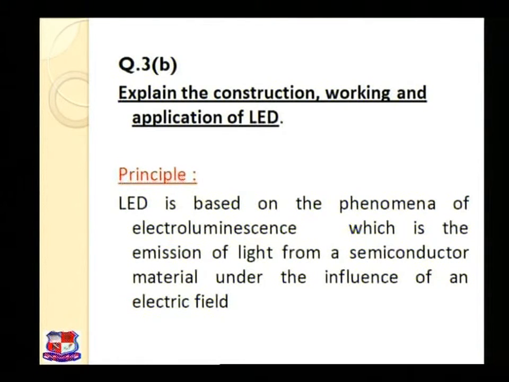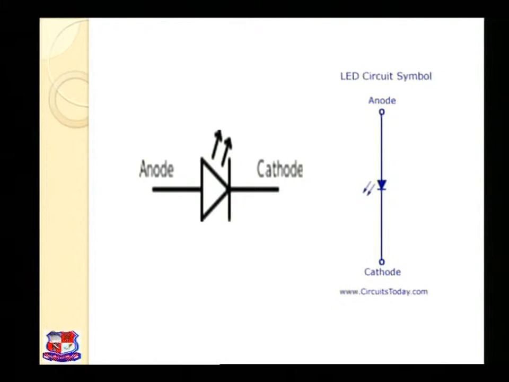Now let us go to construction. This is the symbol of LED. Here you can see that the arrow end is the anode and the other end, the bar end, is the cathode. The arrow coming outside the diode represents the emission of photons. That means this is the symbol of LED, that is light emitting diode.